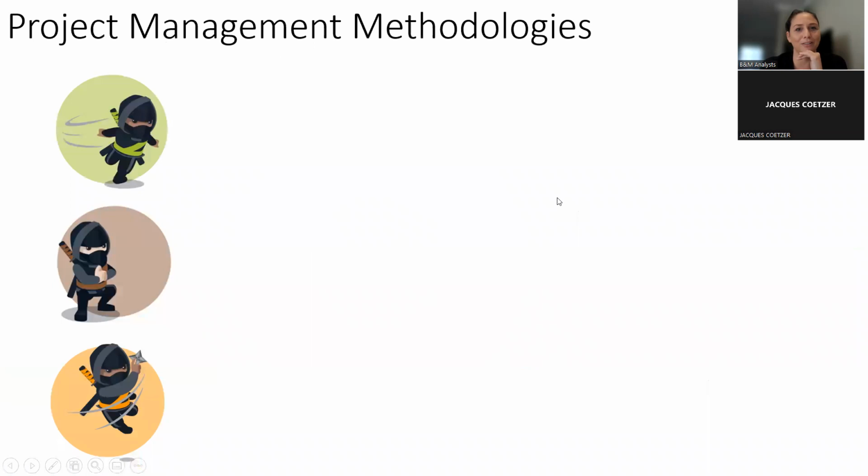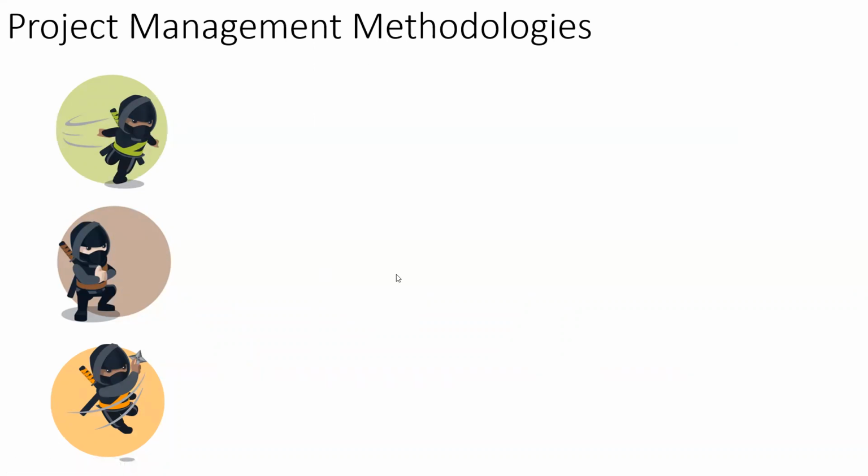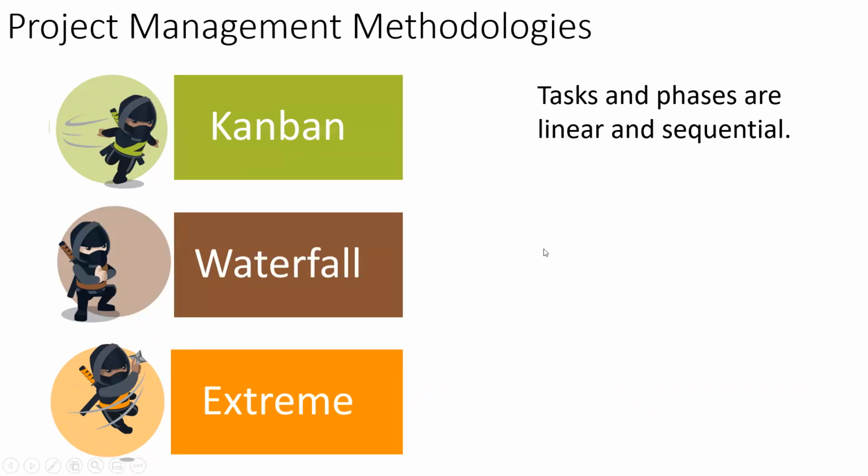Okay, perfect. So now that we are happy with the phases of a project, we're going to look into project management methodologies. All right, so I've got 3 different types of project methods here: Kanban, waterfall, and extreme. So if I say tasks and phases are linear and sequential, what method do you think that would come from?